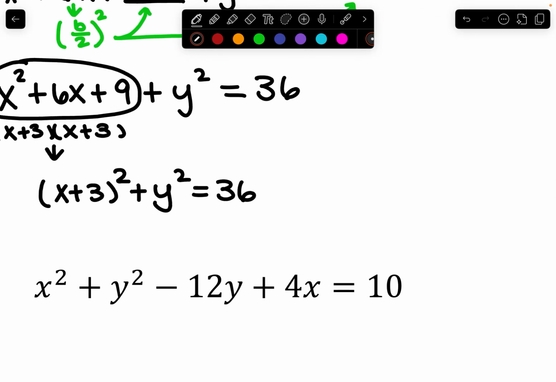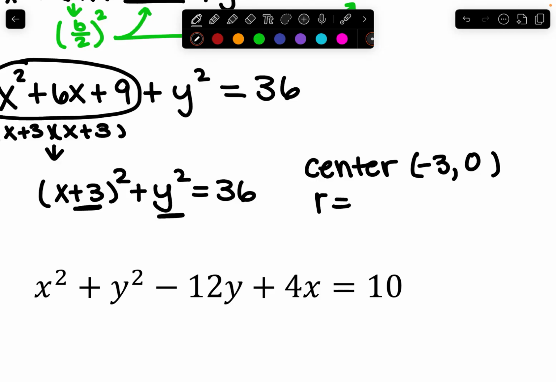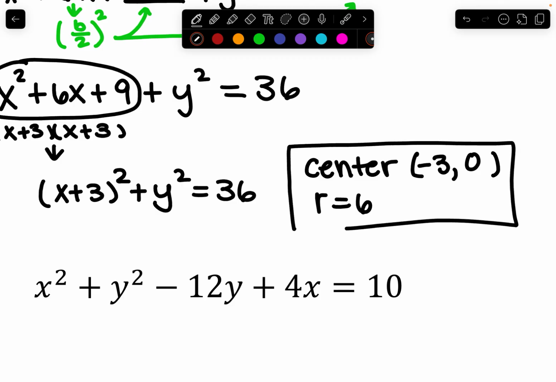So at this step, I need to write down the center, and I need to write down my radius. The center is going to be -3, 0. Remember, the -3 comes from here, and the 0 comes from the fact that there's nothing with y, so it's got to be 0. And then my radius is going to be 6, because that is what the square root of 36 is. Yay.